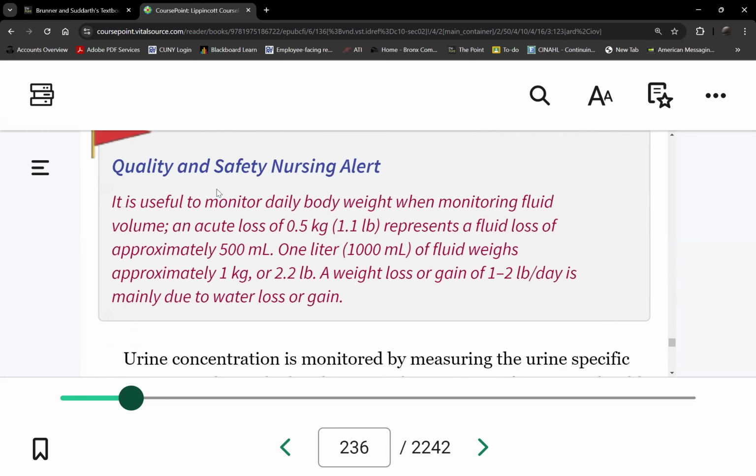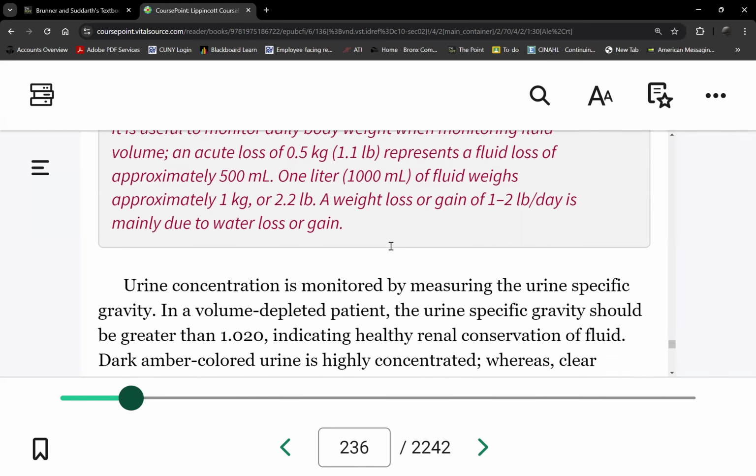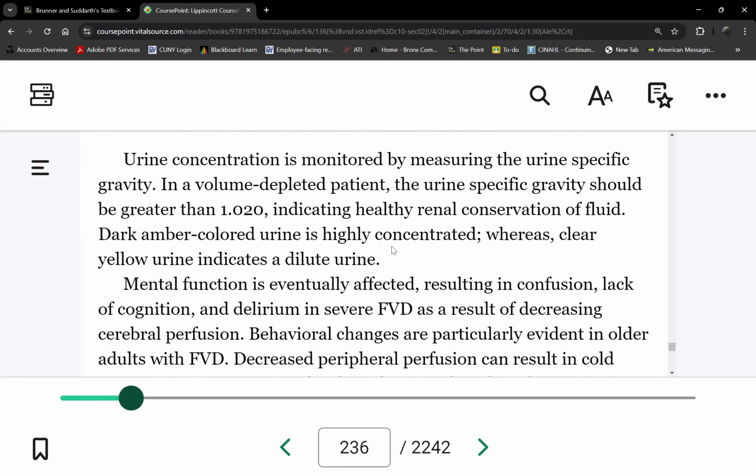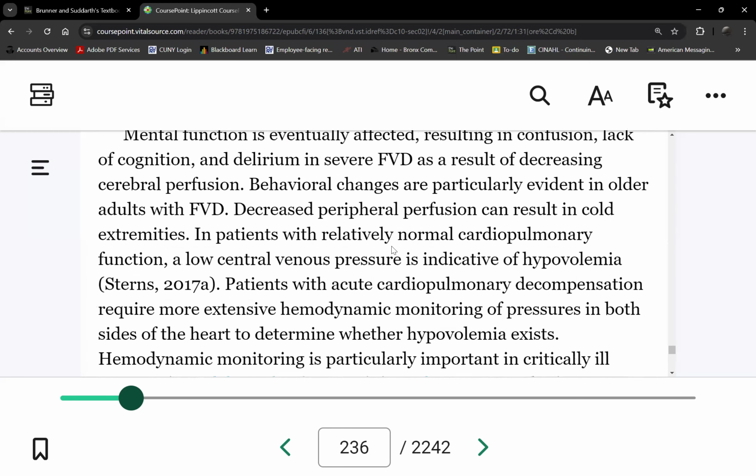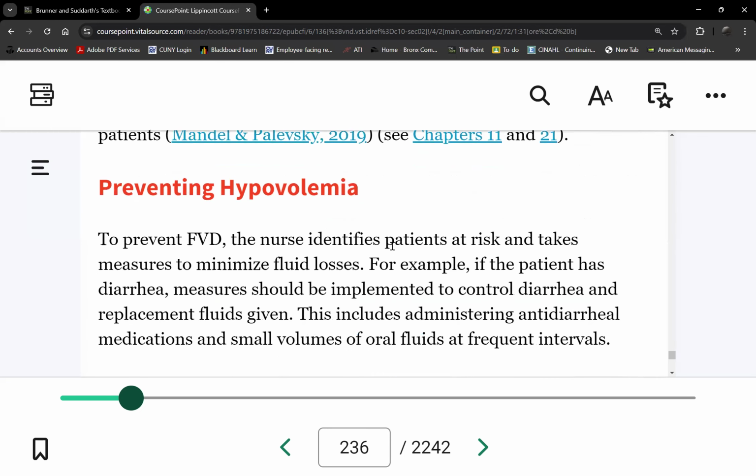Any questions? So here's the numbers I was mentioning earlier. What is 1 pound again? 1 pound is equivalent to 500 ml, 1 kilogram equals 1 liter. Okay, so it's right here. Okay. We're still in chapter 10, same chapter. What's the title? Fluid electrolytes.